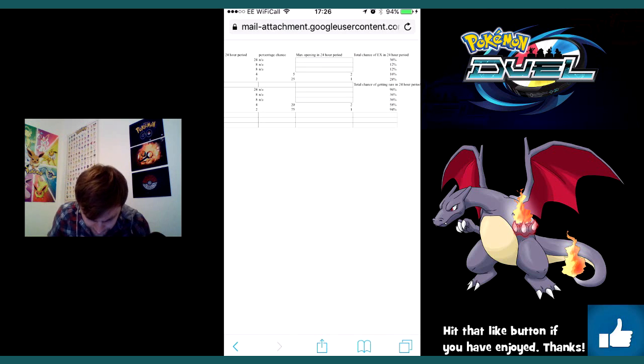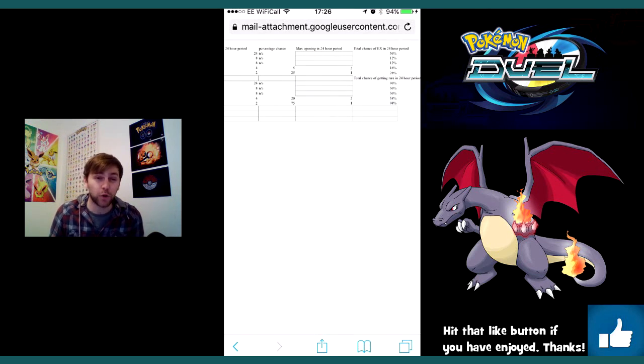And then also I did a calculation of the odds of getting a rare in a 24-hour period. If you open 24 white boosters, you have a 96% chance of pulling a rare. In rainbow boosters, you have a 94% chance. So still, white boosters have a greater chance.